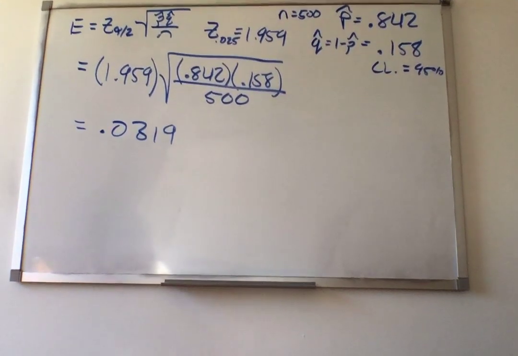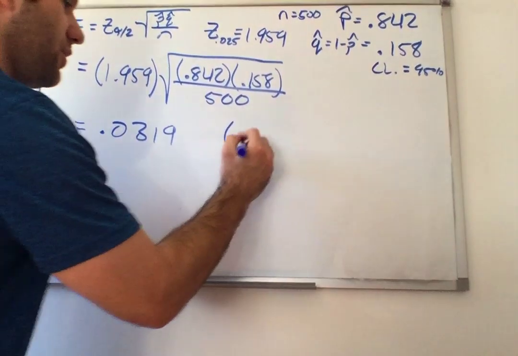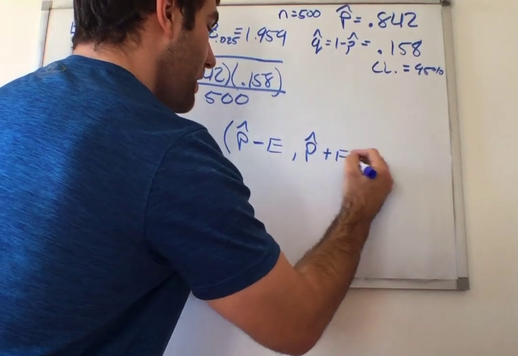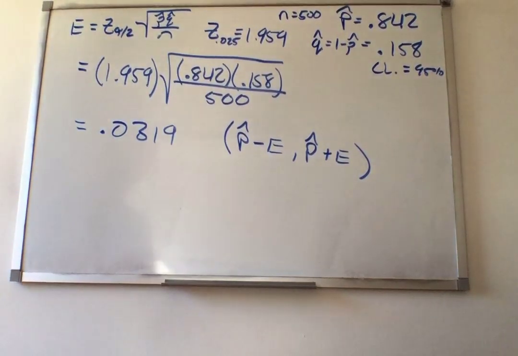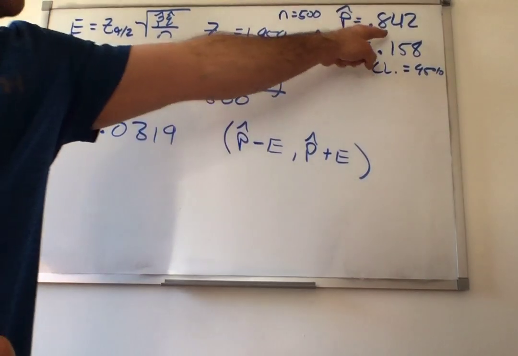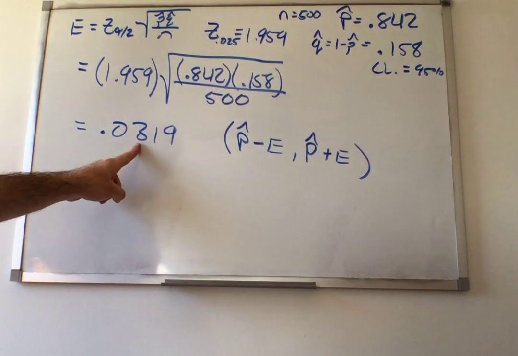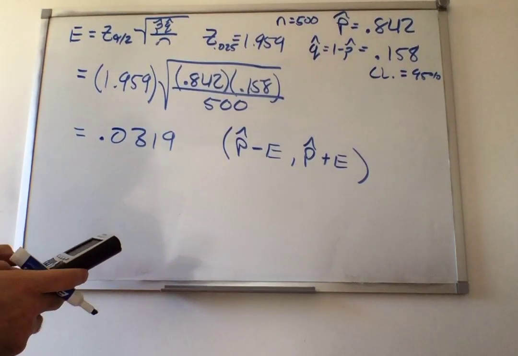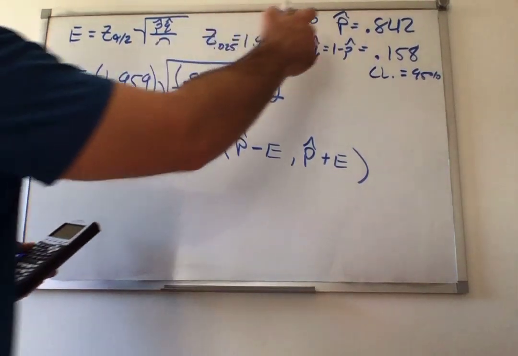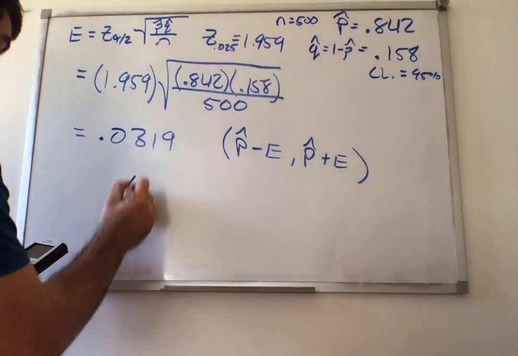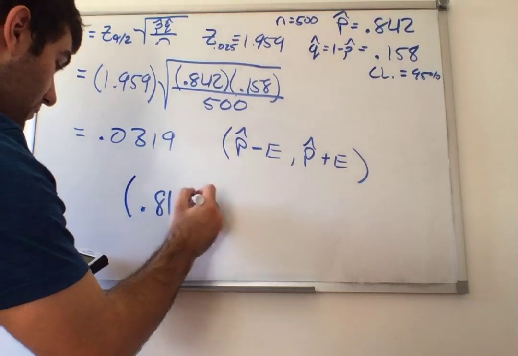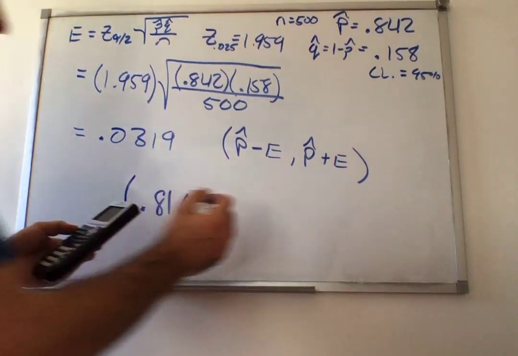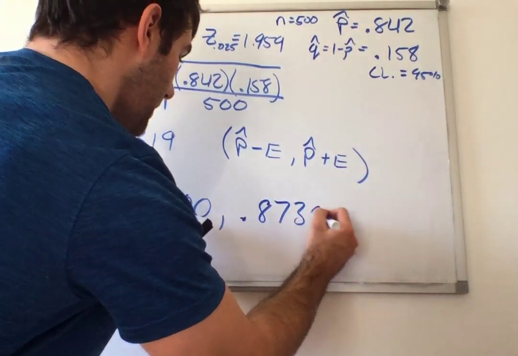Okay? So now, to find our confidence interval, P hat minus the error, comma, P hat plus the error. So all I'm going to do is take my P hat, I'm going to subtract this number, okay? If I do that real quick, 0.842 minus our error, we get a lower bound of 0.8100. And then if we do P hat plus the error, I get 0.8739.